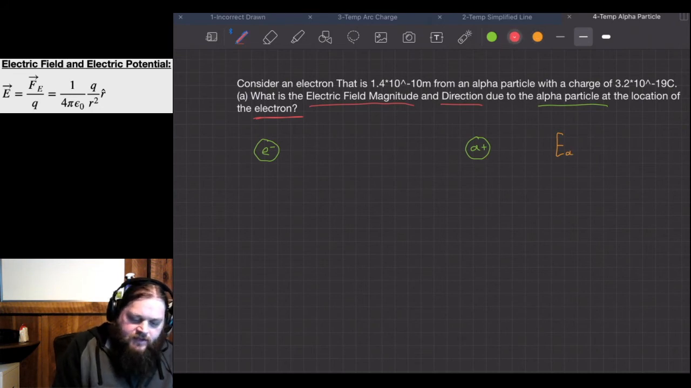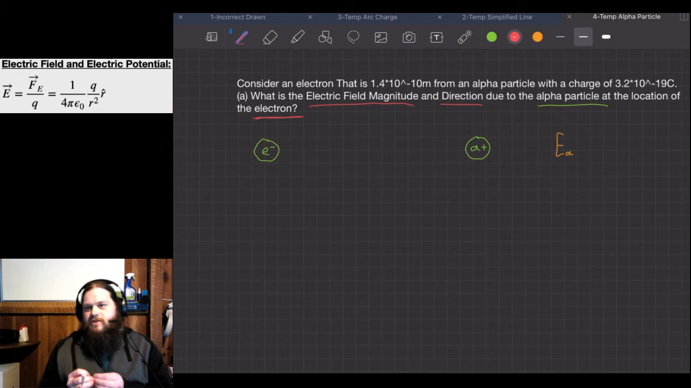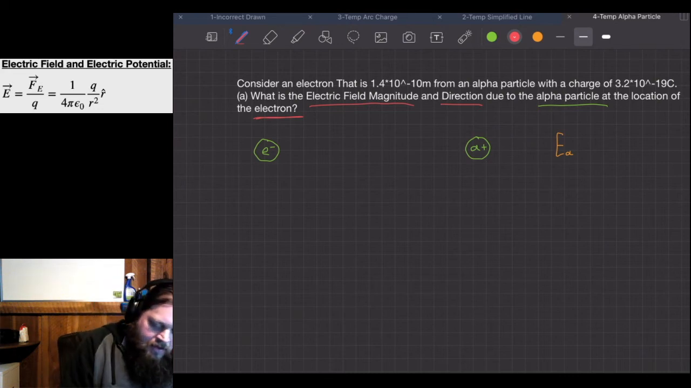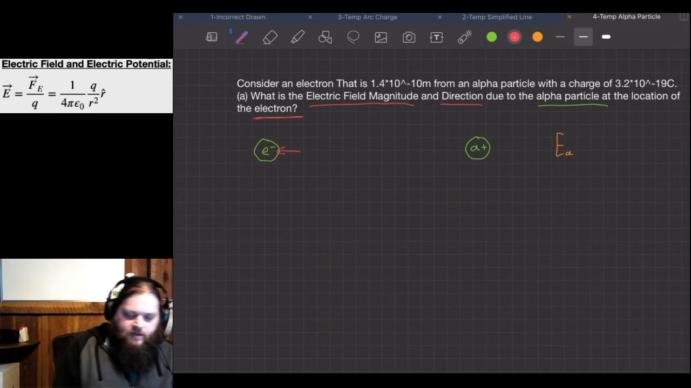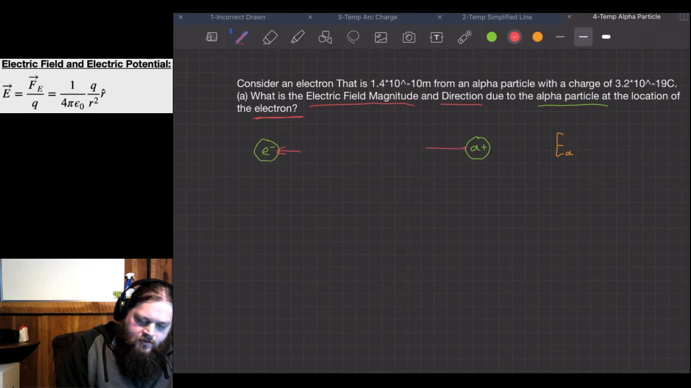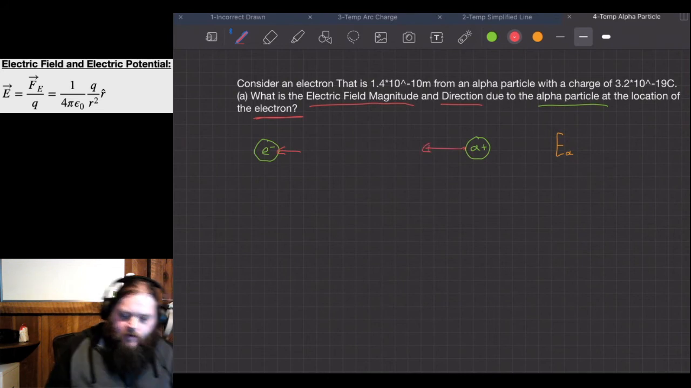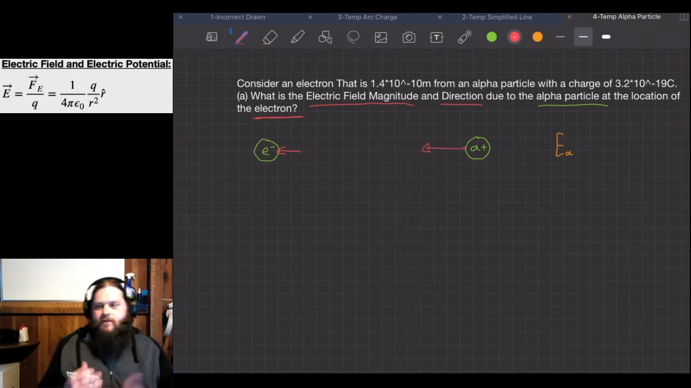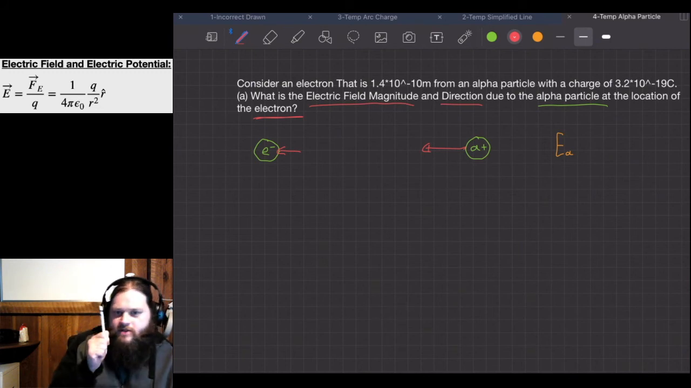And the direction that it's going to be, since it's a positively charged alpha particle, it's going to radiate out from that positive charge. So when that electric field hits this, it's going to be pointing inwards towards the electron, or outwards from that alpha particle. So then we can deal with the magnitude of it. And the equation I have above my head tells me everything I need to know.